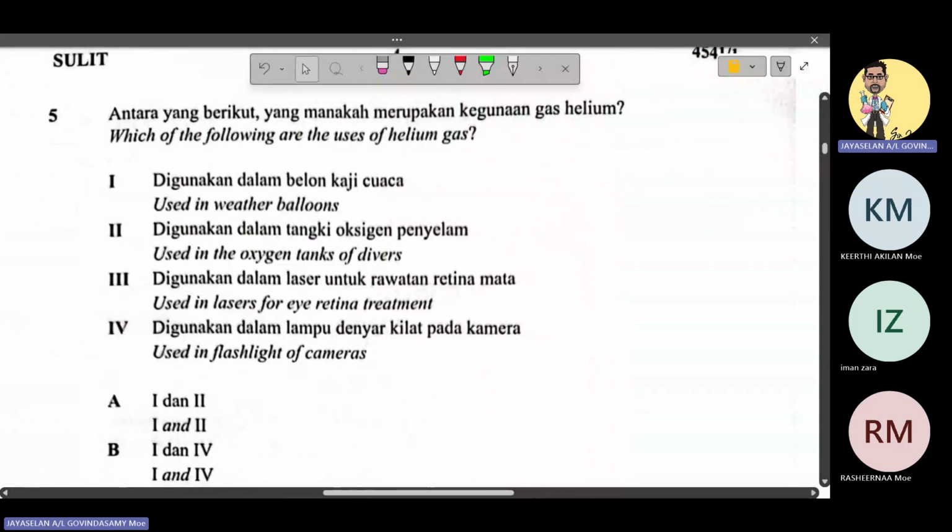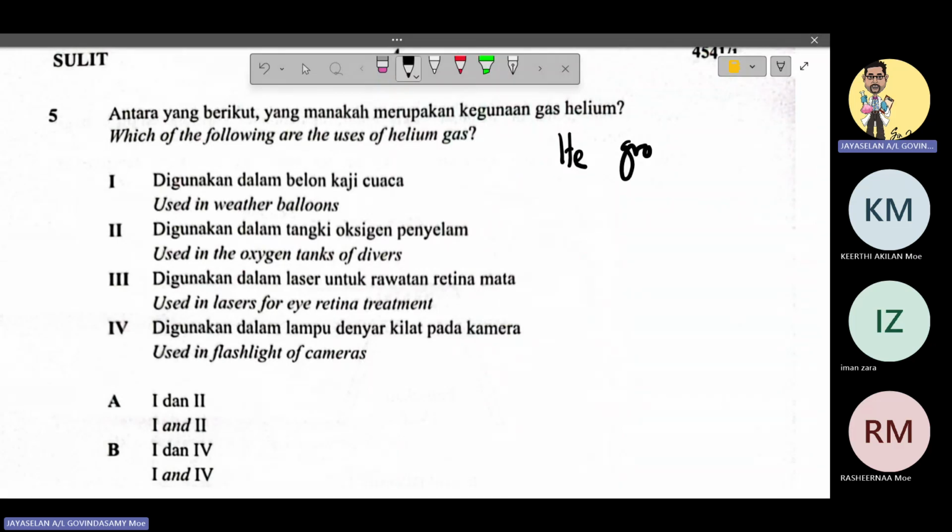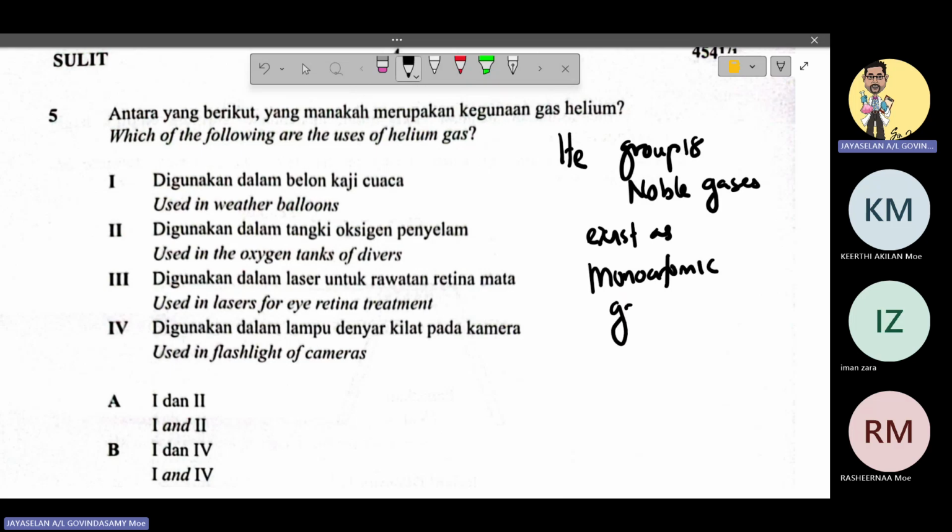Okay, helium. Helium has the symbol He. It belongs to which group? Group 18. What is the name of the group 18 elements? Noble gases. These group 18 elements exist as what? Must remember: monoatomic gases. Mono means single. Why do they exist as monoatomic gases? Because they already achieve a stable electron arrangement, duplet or octet.